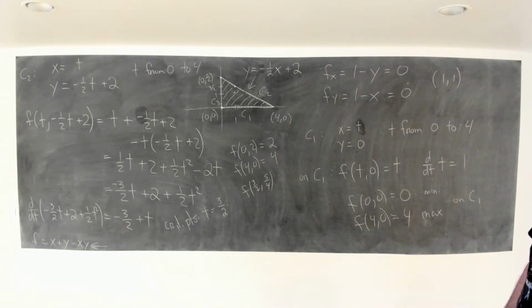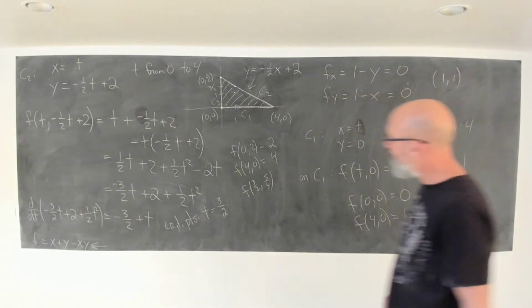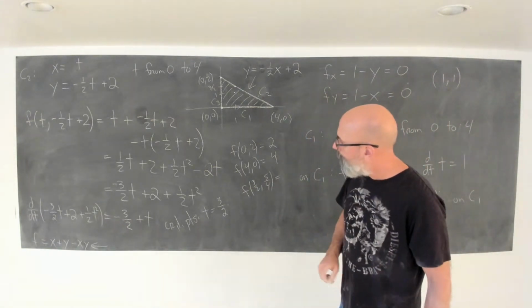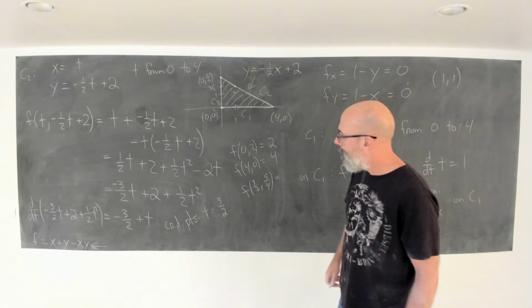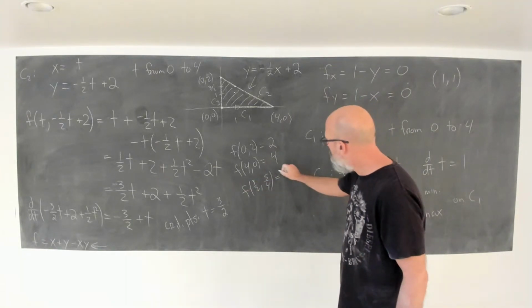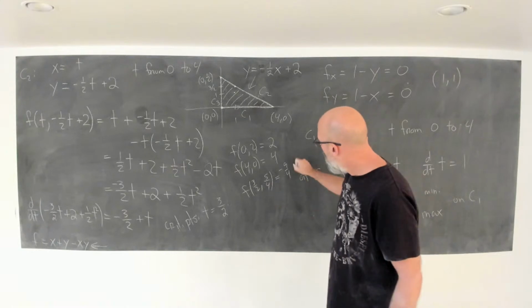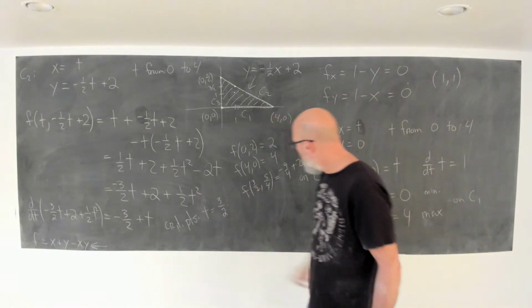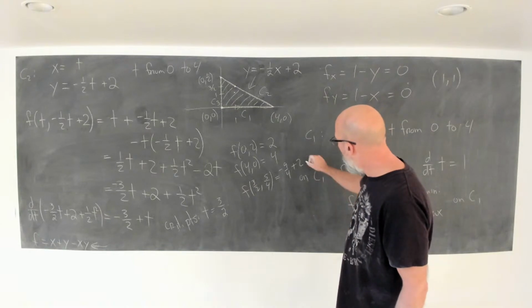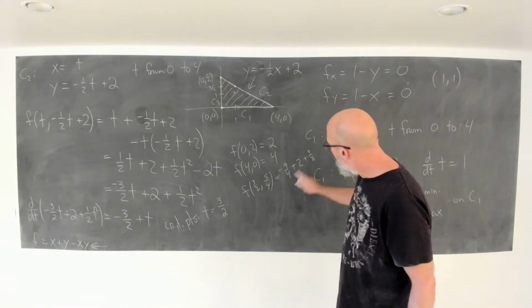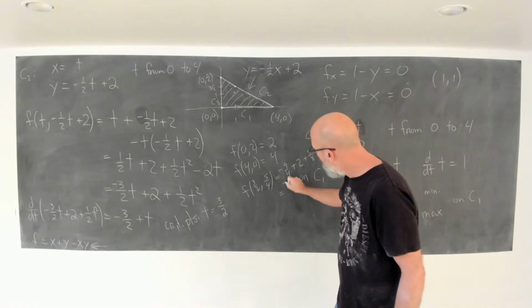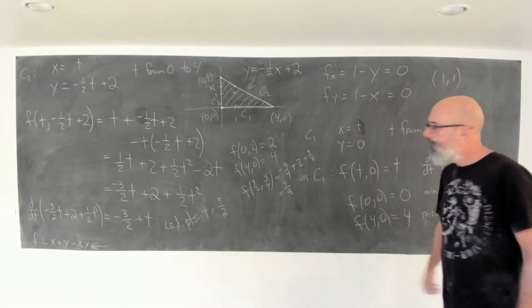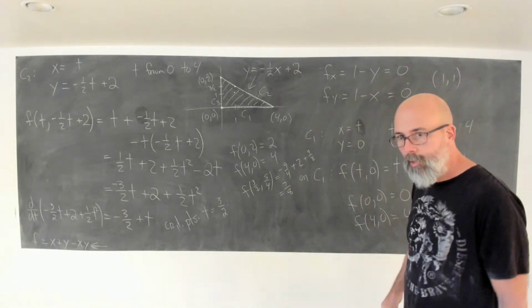Is that correct? I think so. Or just plug in 3/2 into this. Maybe that'll be easier. That's minus 9/4 plus 2 plus 9/8. So that's minus 9/8. 16 minus 9 is 7/8. 7/8 sounds right.